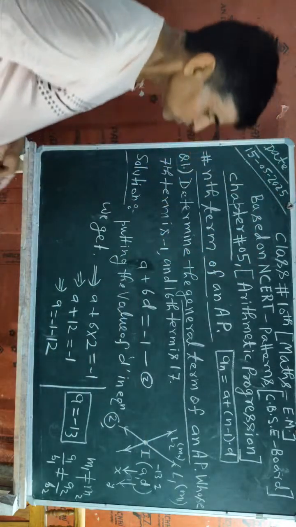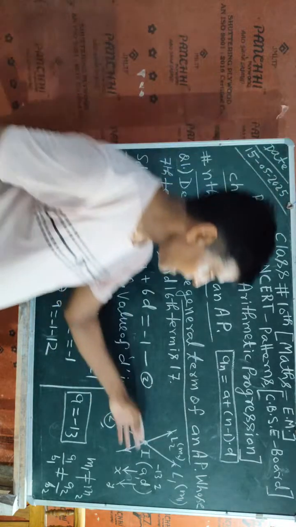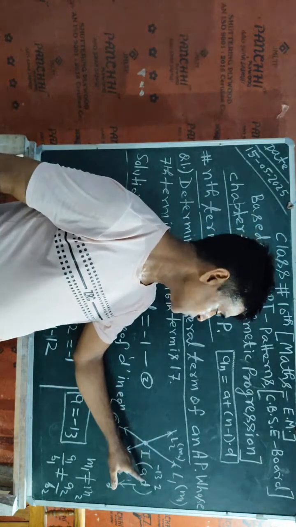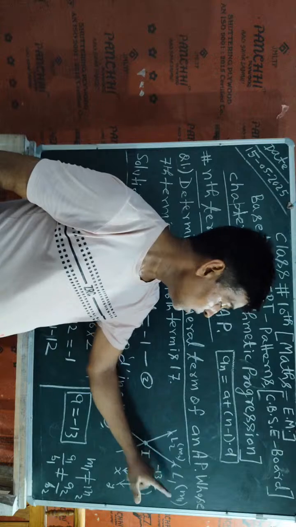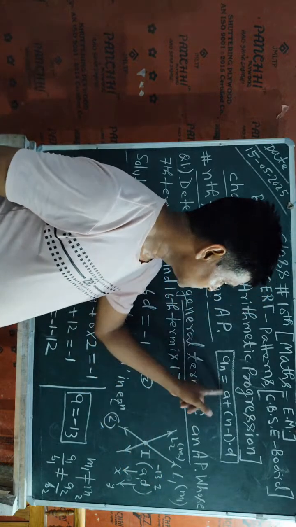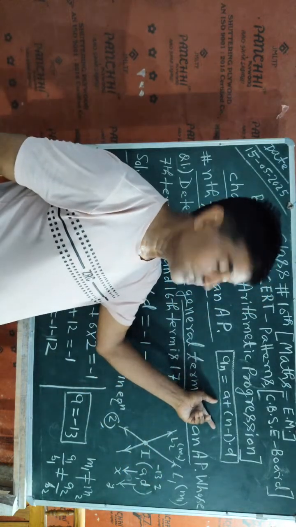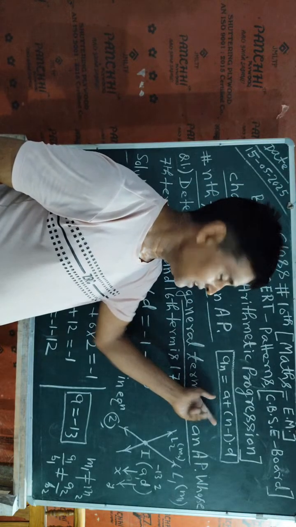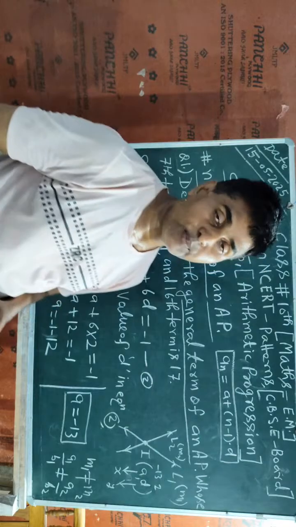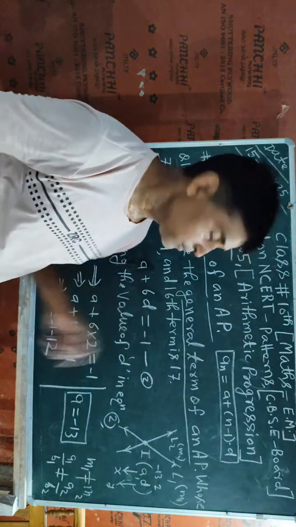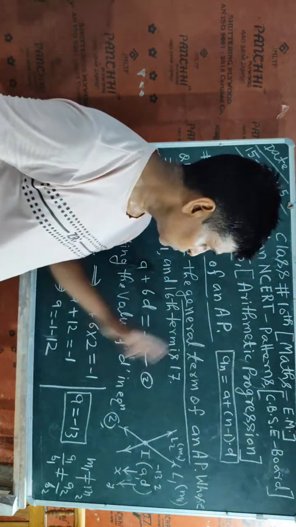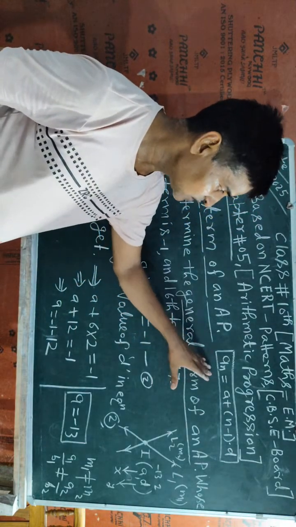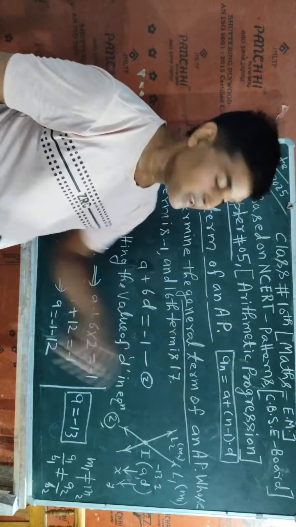Okay, student. So now I have got the value of A, which is equal to minus 13, and also the value of D, which is equal to 2. The values of A and D I will substitute in the nth term equation, and after putting them I will get the nth term of an AP series, that is the requirement of the question. So in this way I have to get the nth term, that is the general term of an AP series.